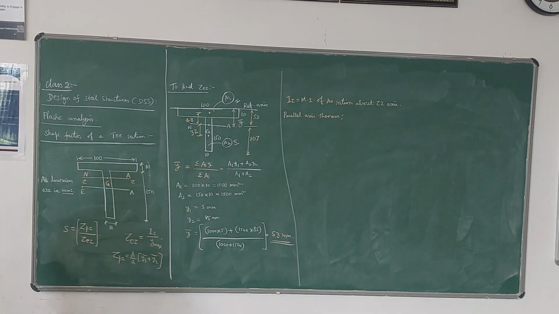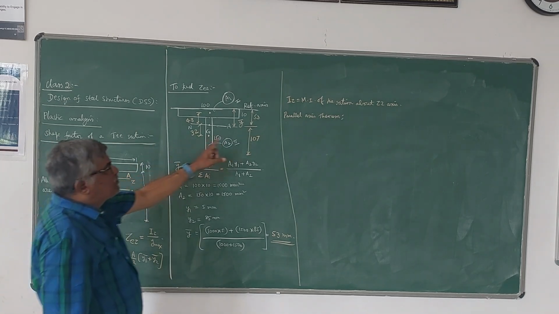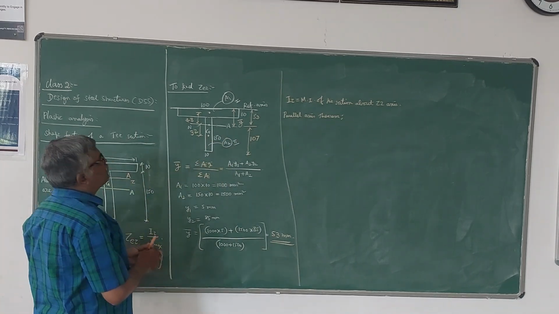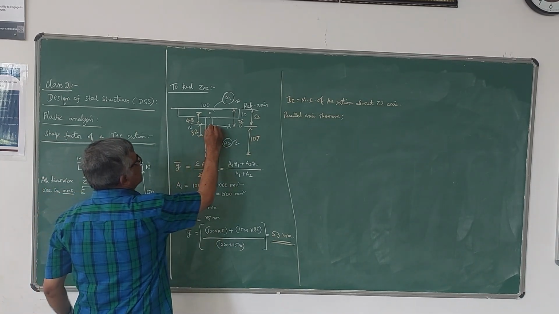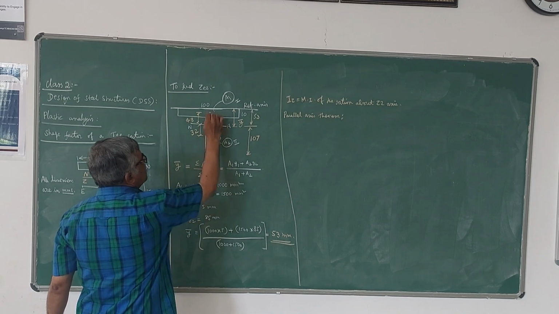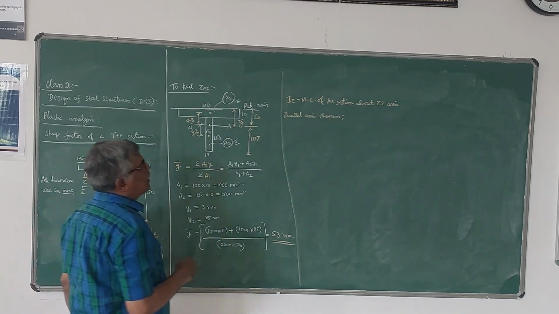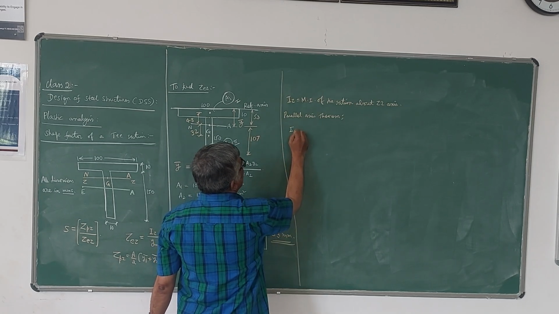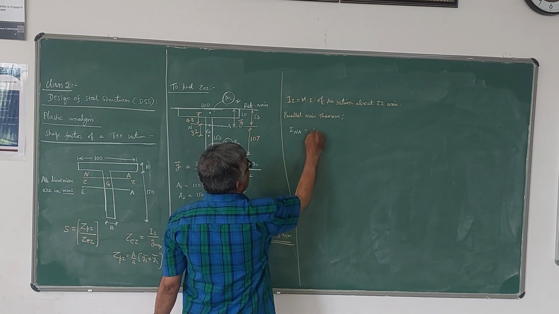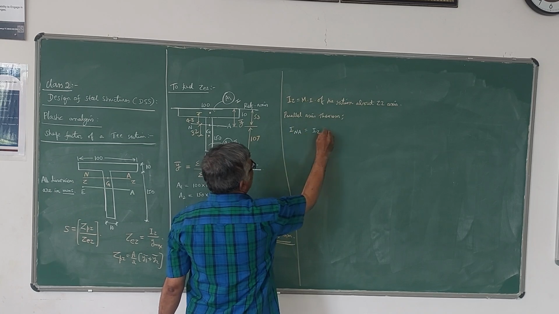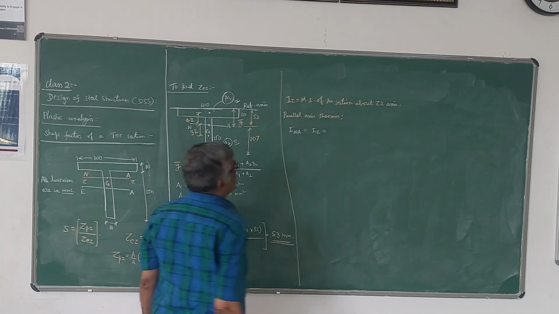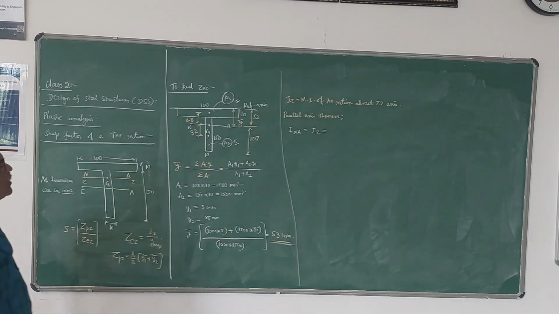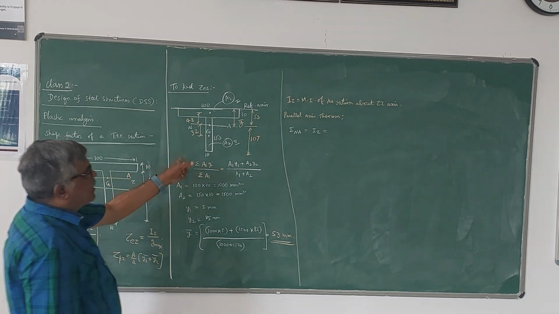32 mm is the distance. So for using the parallel axis theorem, we need to find the distance of the centroid G from the other two centroids. Now, according to the parallel axis theorem, I need INA. INA is nothing but your IZ. Both are the same. So we are using the parallel axis theorem now.